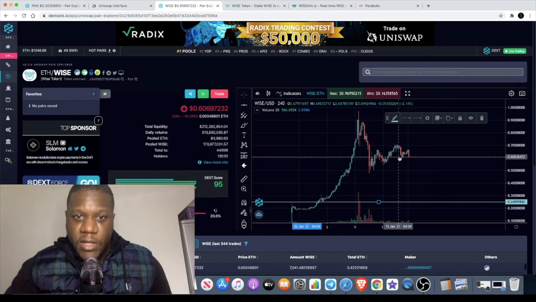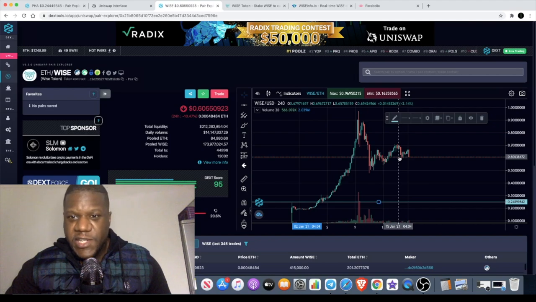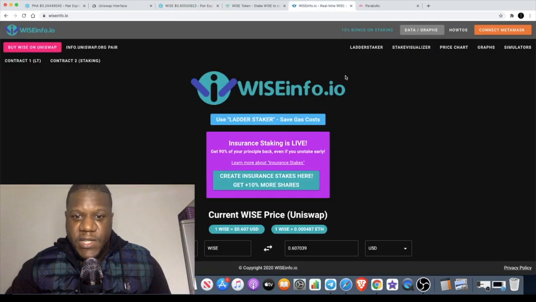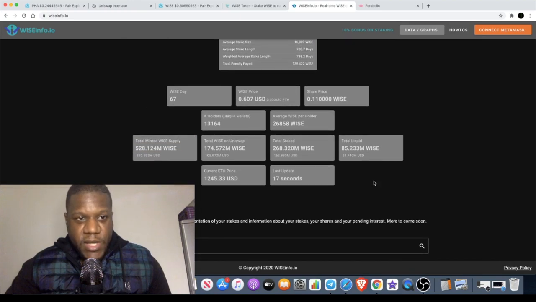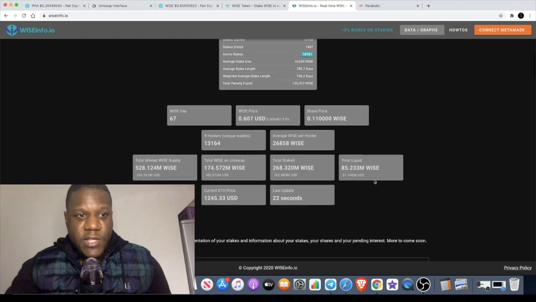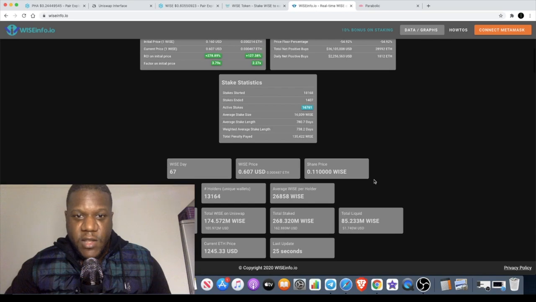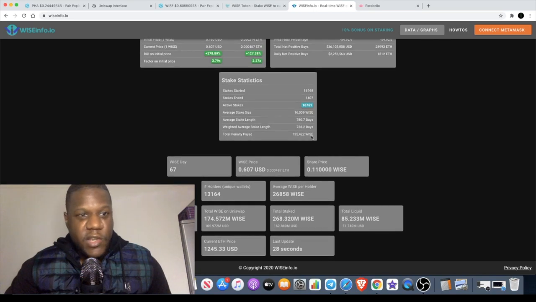However, we want to look at some of the token metrics in terms of how many people are actually staking and whether people are actually catching on to what Wise is all about. So if we go over to wiseinfo.io, if you don't use this website, maybe you should start, because it's definitely good for information, especially if you are holding this asset. It's good to keep an eye on it and find out exactly what's going on in terms of statistics and all that sort of stuff.